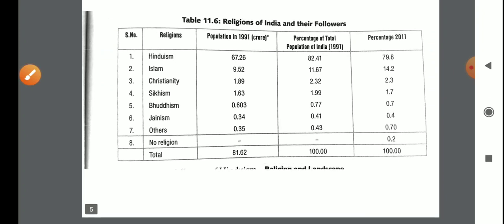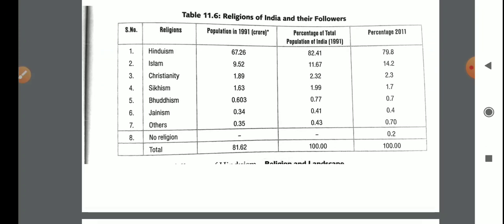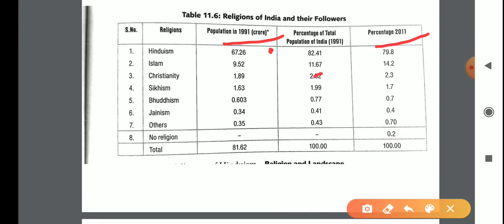Then the next data is about the religions of India and their followers, okay. This was data of 1991, and this is 2011. So you can see the difference over 20 years. Hinduism was earlier 82% in 1991. Now it becomes 79.8%. It means it decreases by almost 2.5 points, okay.